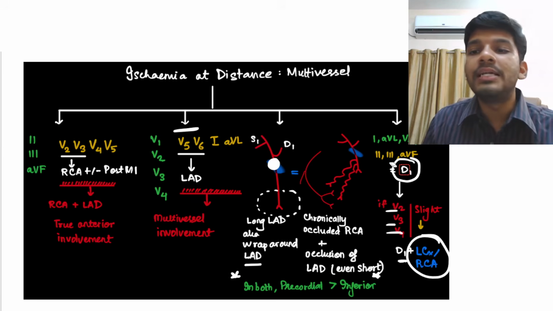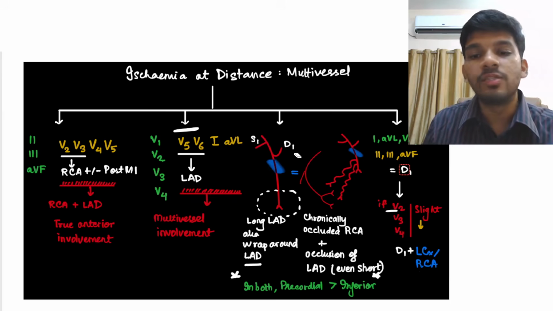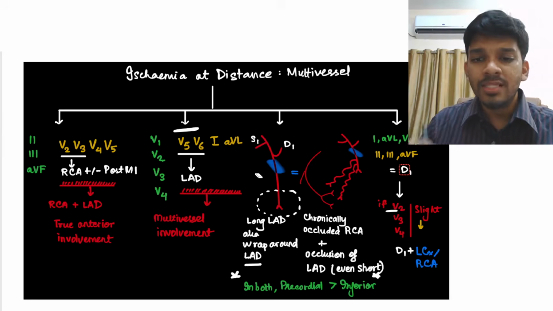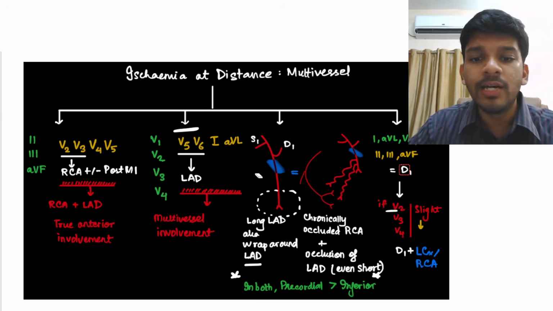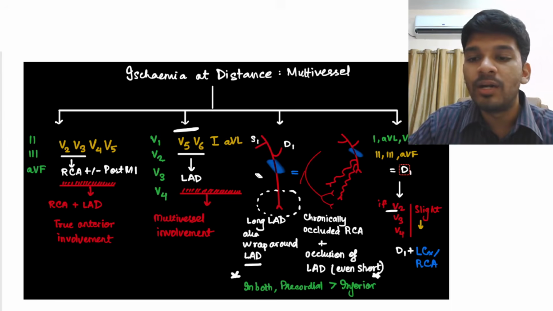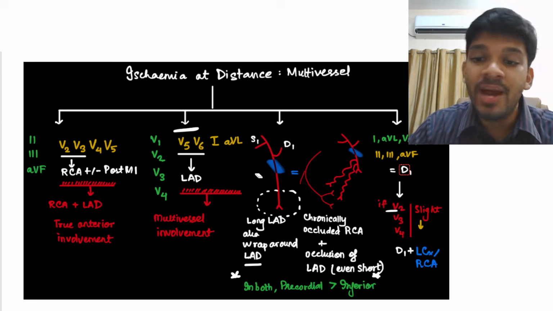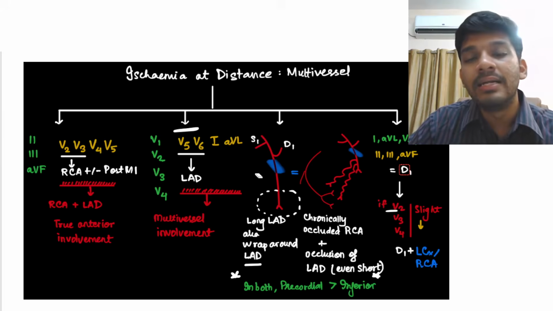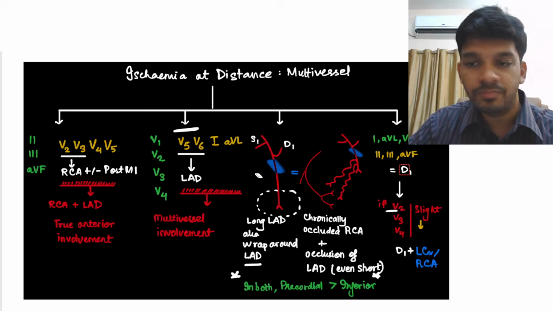Even if you did not understand ischemia at a distance and multivessel occlusion, it is fine. We have not discussed it in too much detail. Just imagine this. The leads V2, V3, V4 are anterior leads. They are not reciprocal to the lateral wall. So it represents true anterior subendocardial ischemia. So it is anterior ischemia at a distance and implies that it is the left circumflex, or the RCA, a global ischemic burden.